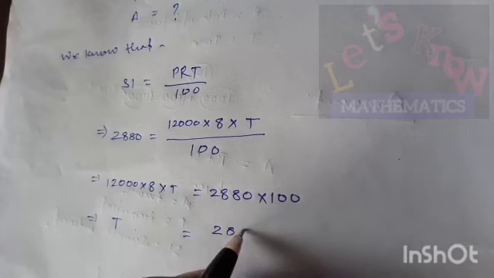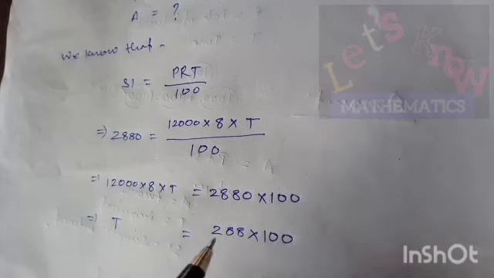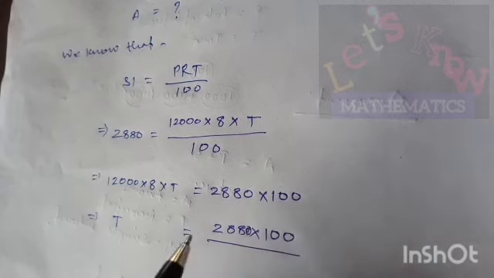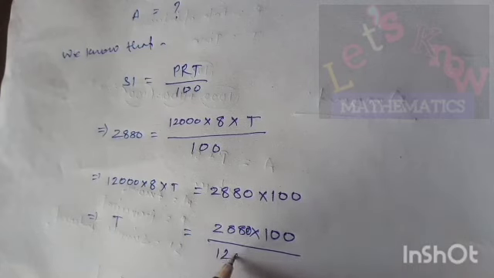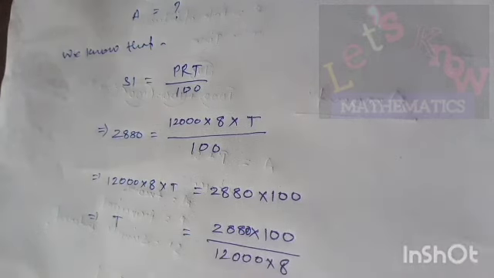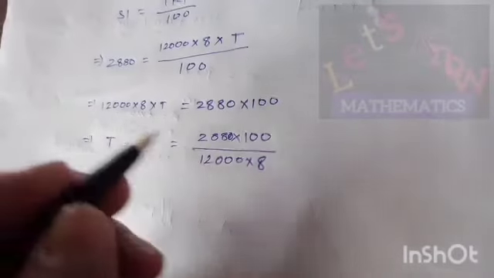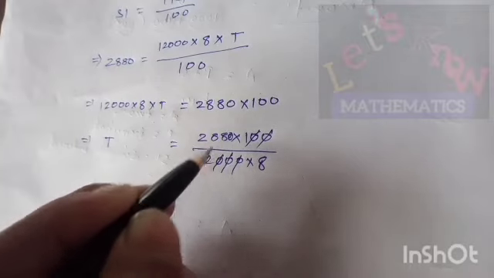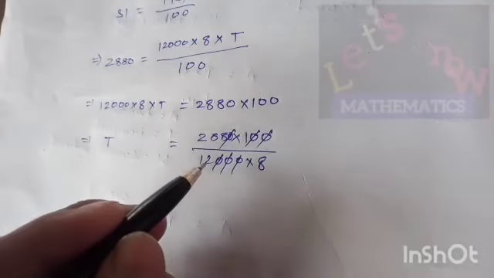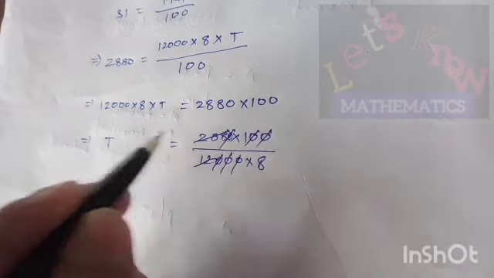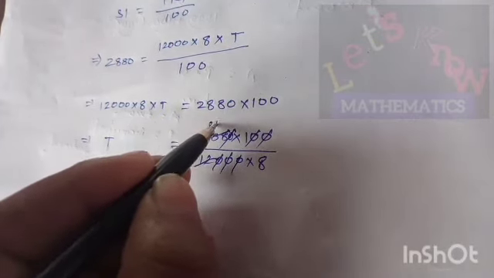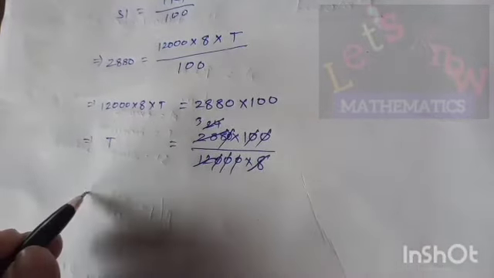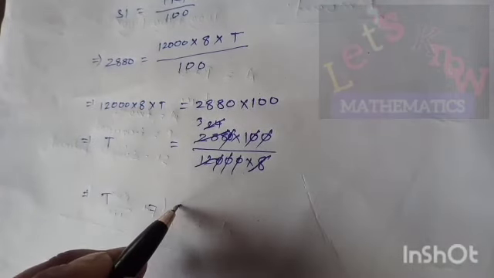If you are going to find the time, what will you get? t is equal to 2880 into 100 divided by 12,000 into 8. Now do this sum. The zeros cancel, this 0 and this 0 cancel, and this one and this one also cancel. Then by 12, if we cut this 288, we get 24, and by this 8, if we cut this, we get 3. That means the time we got is 3.